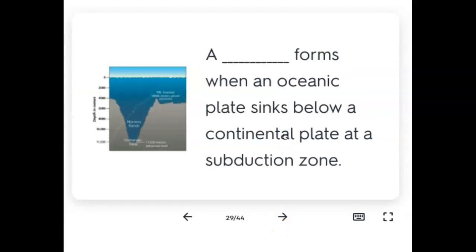A trench is going to form when an ocean plate sinks below a continental plate at a subduction zone. So as you have two plates that are moving together and one subducts, one moves under the other, then that's going to cause a trench to form.